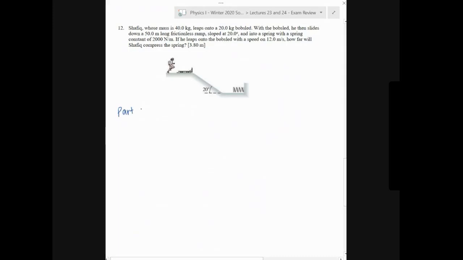So part A is a collision. For all collisions, we've got conservation of momentum. Okay, so we have the mass of Shafiq, velocity of Shafiq initially, plus the mass of the bobsled, velocity of the bobsled initially, equals, what kind of collision is this? An elastic. Yeah, good. So they're stuck together. So we have the mass of Shafiq and the bobsled together times the final velocity.